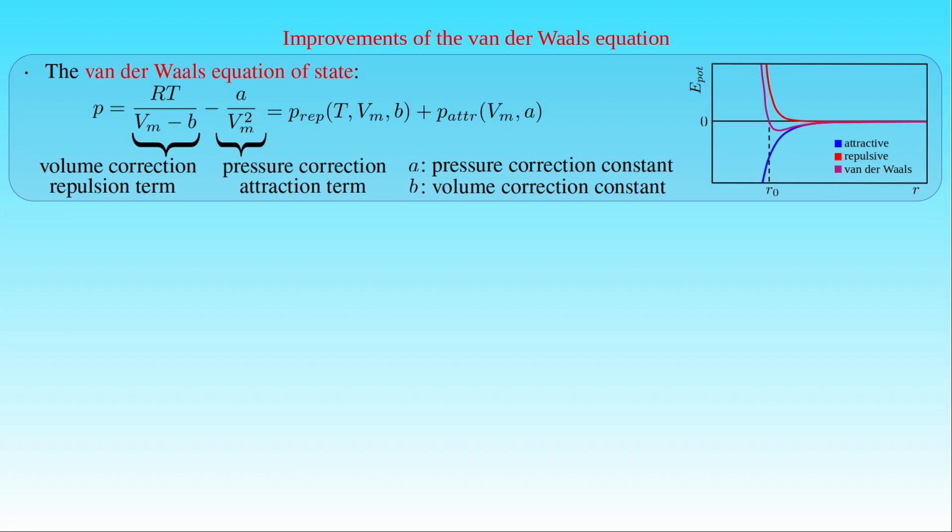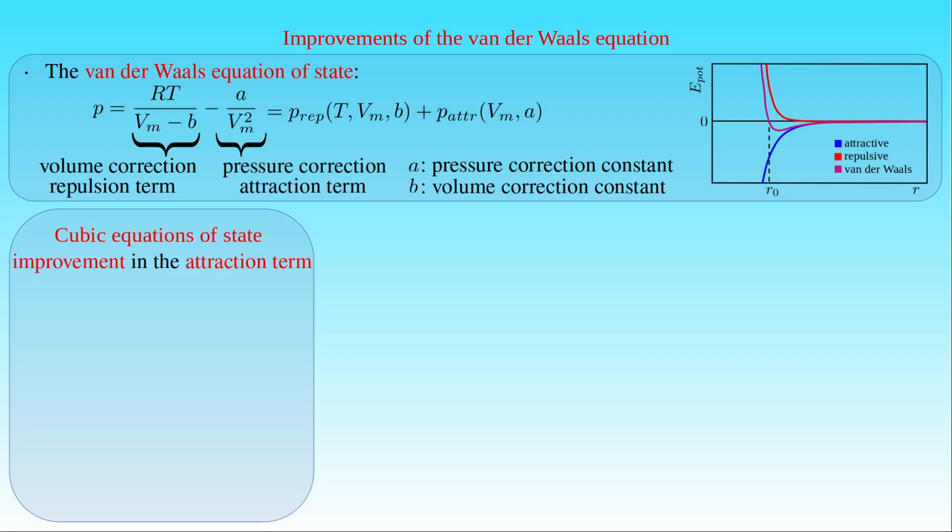Here we present some of the most popular examples proposed over the last few decades, which can be divided into three groups. The first group consists of those equations of state where the pressure correction is improved in the attraction term of the van der Waals equation. In these modifications, the denominator of the attraction term remains quadratic in the molar volume. That is, the improved equations of state remain cubic in the volume of the substance.